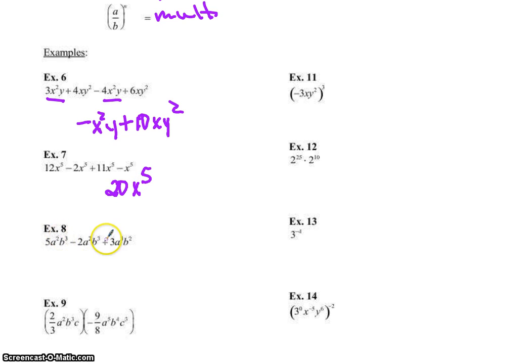A squared b to the third, these are both that. This one's not. 5 minus 2 is 3, a squared b to the third, plus 3a to the third b squared.